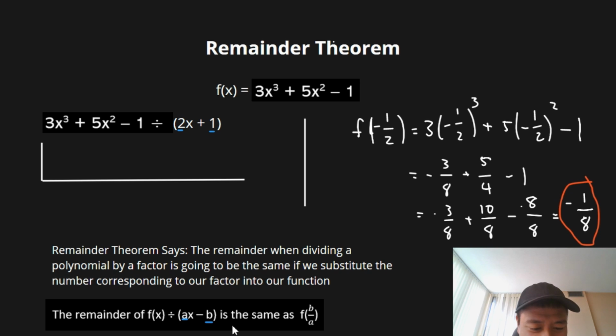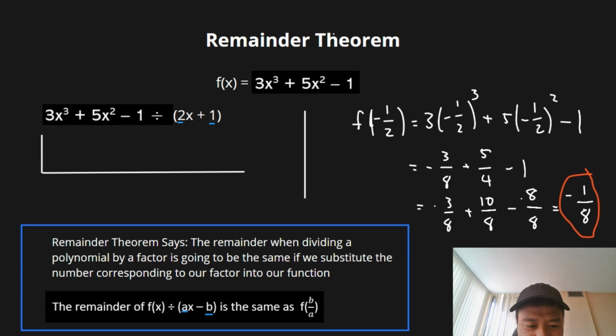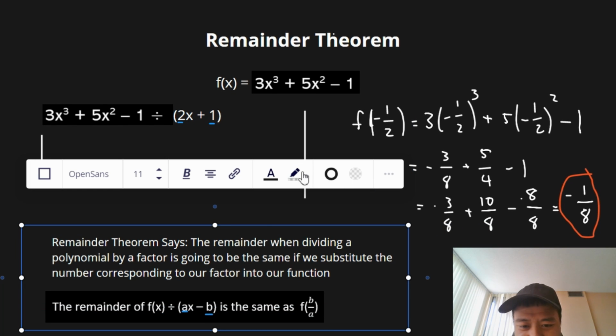So the remainder of f of x divided by ax minus b is the same as if we substituted the number corresponding to our factor, which is b over a, into our function, which is what we did over here. Those guys are going to be the same. And that is our remainder theorem.